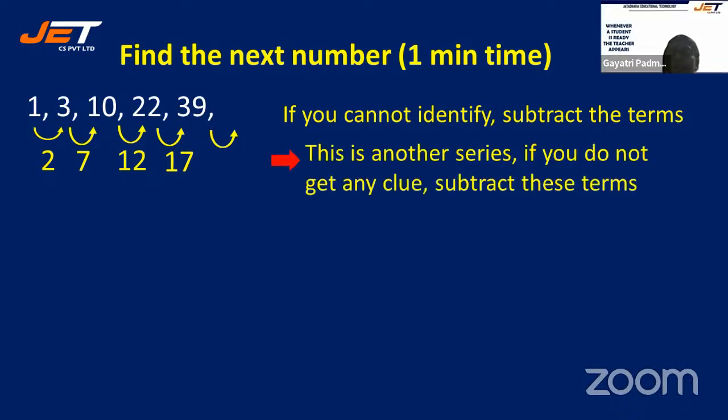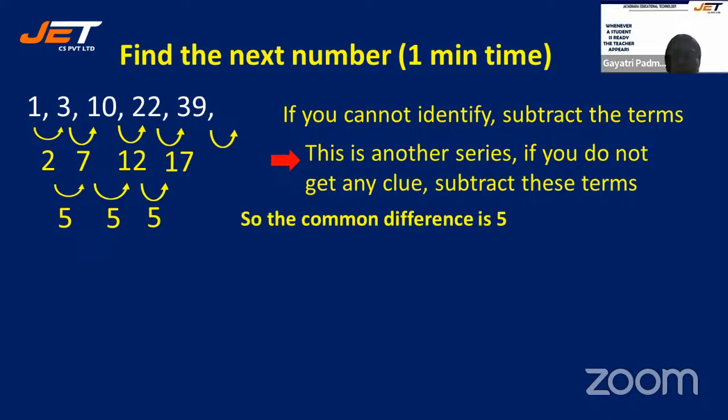So this is another series. If you do not get any clue, then subtract these terms. Now let us again bring down the next difference. 7 minus 2 is 5. 12 minus 7 is 5. 17 minus 12 is 5. So the next common difference should also be 5, isn't it?